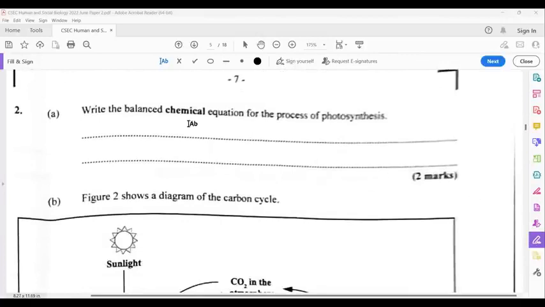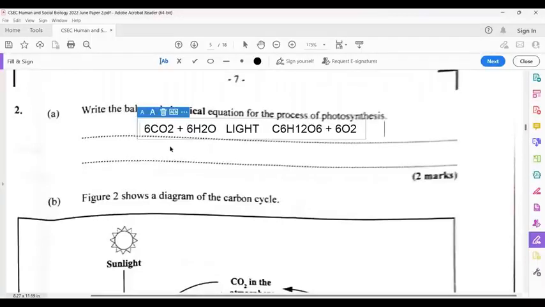Question 2: write a balanced chemical equation for the process of photosynthesis. Photosynthesis raises its head in section A, living organisms and the environment. So that's where this question will focus. So we know to tunnel our answers in that specific direction. So the balanced equation would look like this.